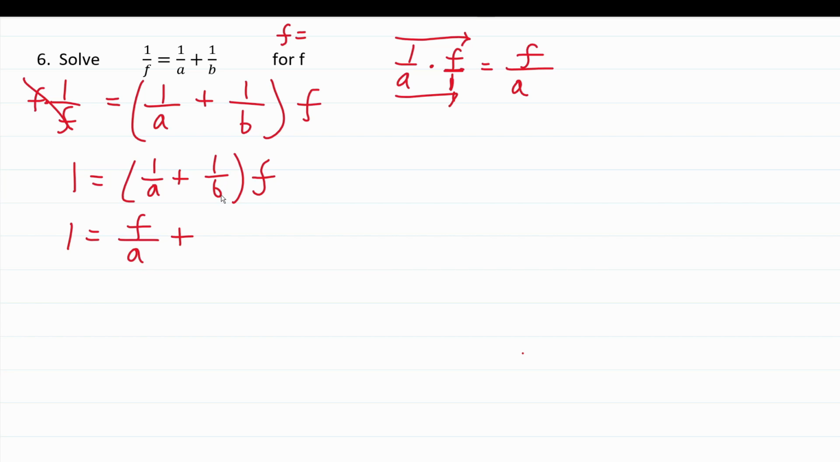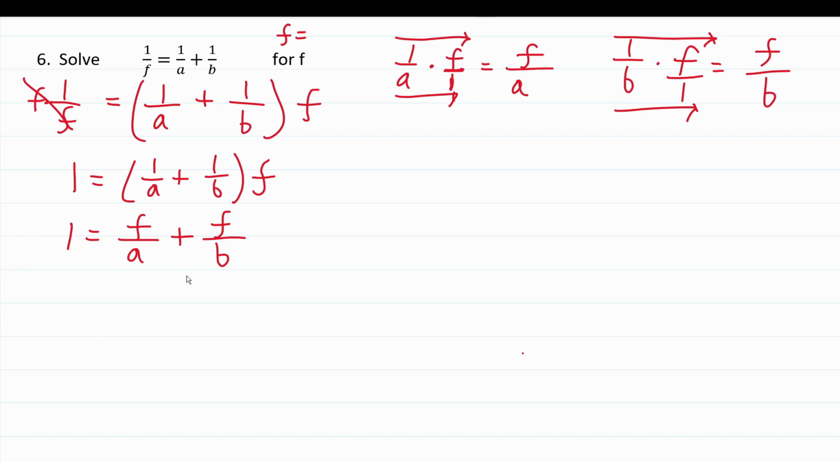And it's the same thing here. Again, this is 1 over b times f. In order to multiply these two, I'm going to write f as a fraction by placing it over 1. And then when you multiply fractions, you multiply straight across. So this becomes 1 times f, which is just f, over b times 1, which is b. So this is f over b.